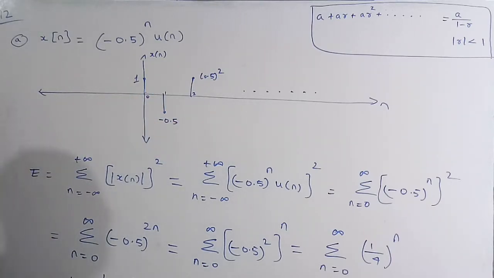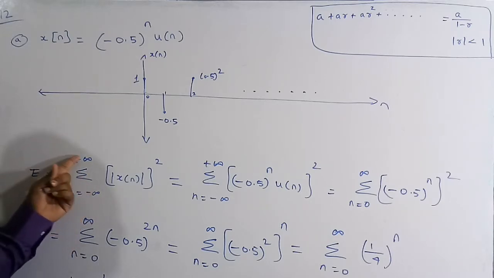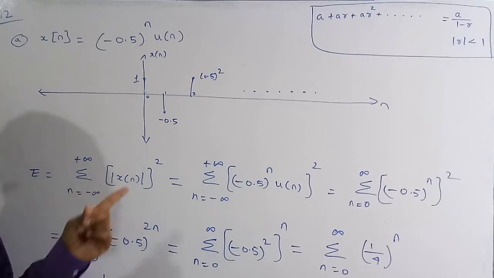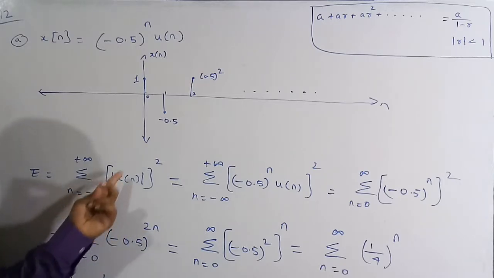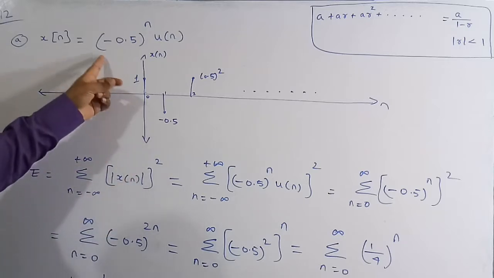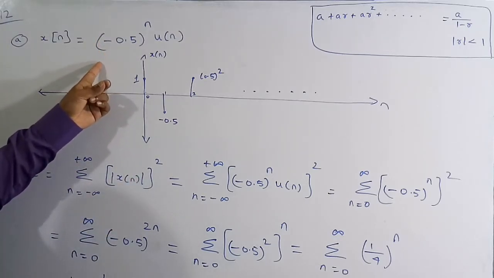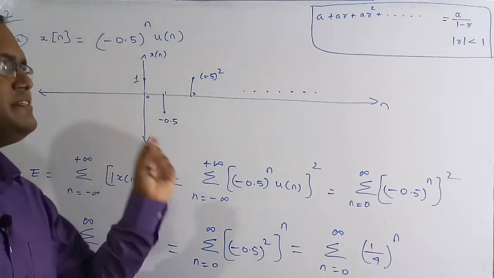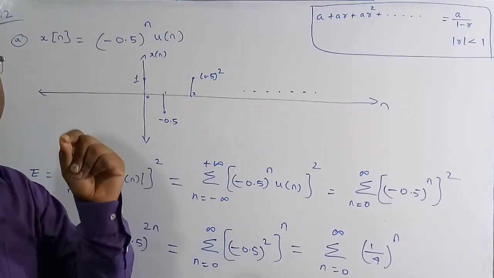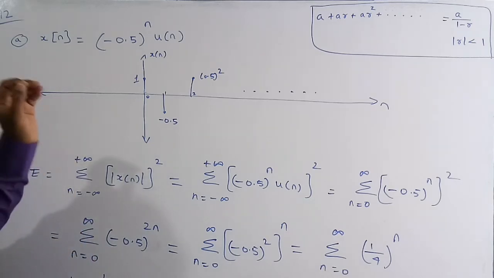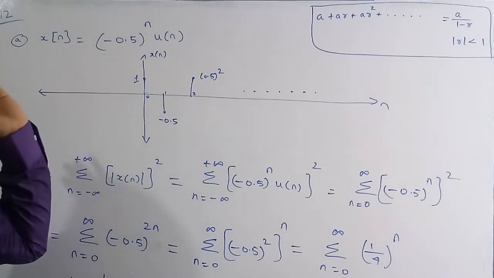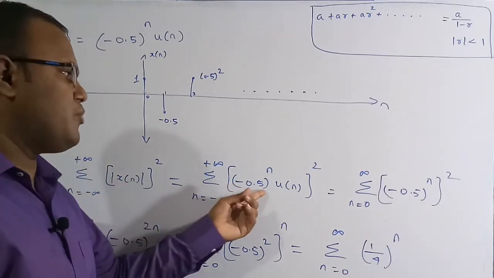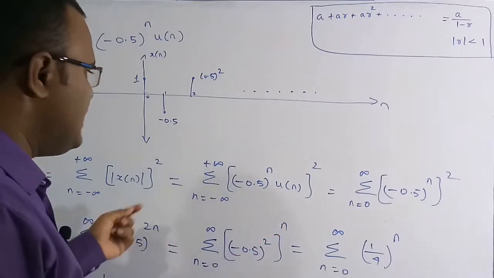Energy for any discrete time signal is the sum over n equals minus infinity to plus infinity of |x[n]|². This formula is for both complex signals and also real valued signals because we are going to use the mod. And if you see carefully, this is a real signal because there is no imaginary part in this x[n]. Whenever there is an imaginary term in a signal, we say the signal is complex, but here there is no imaginary part, so we can conclude this is a real signal. So here, in place of |x[n]|, we substitute (-0.5)^n u[n], and square it.